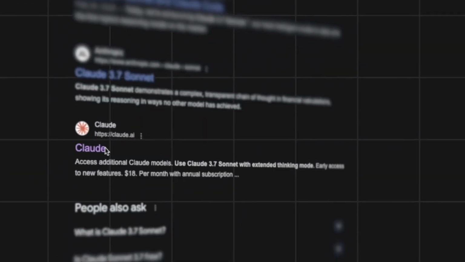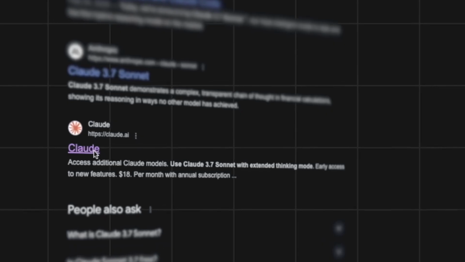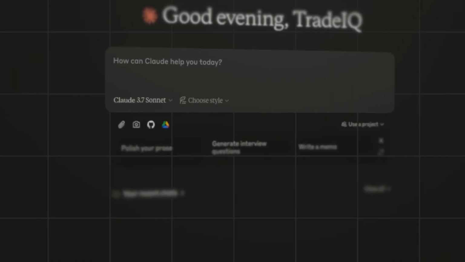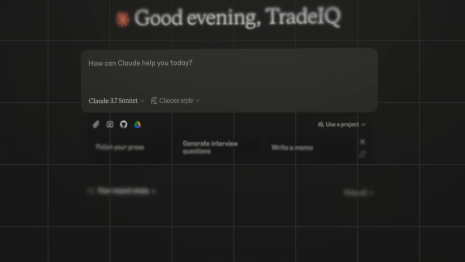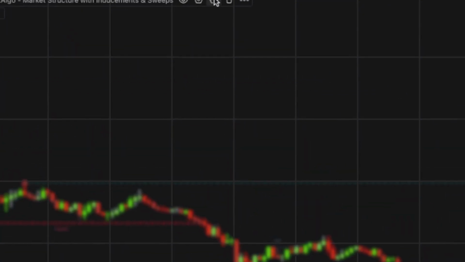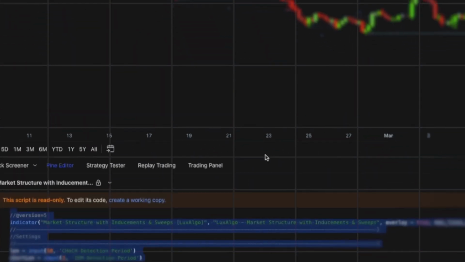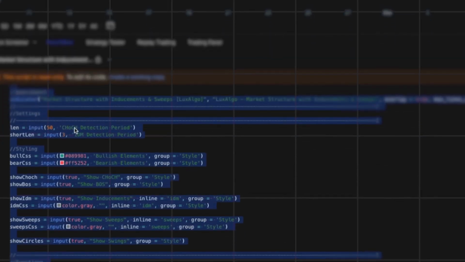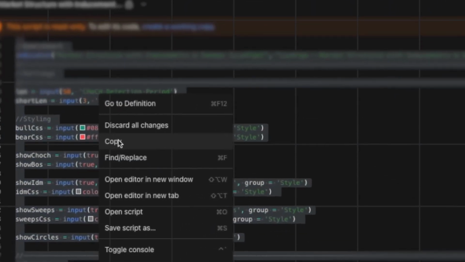To do this, let's open up Claude 3.7 Sonnet. This AI is seriously mind-blowing for what we're about to do. It's like having a professional quant programmer at your fingertips. Next step, let's open the Pine editor and grab that indicator script. This is where most people would stop. They'd just use the indicator as it is. But we're about to take this to a whole new level.